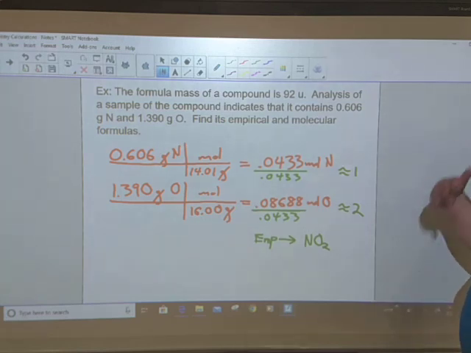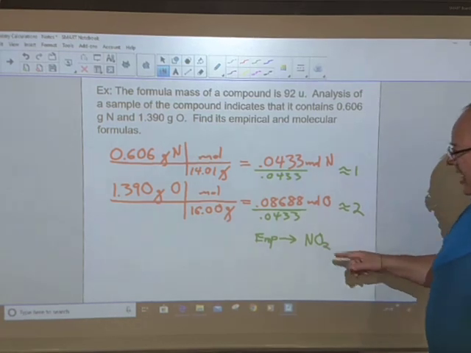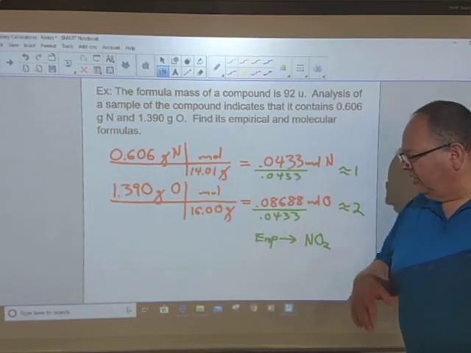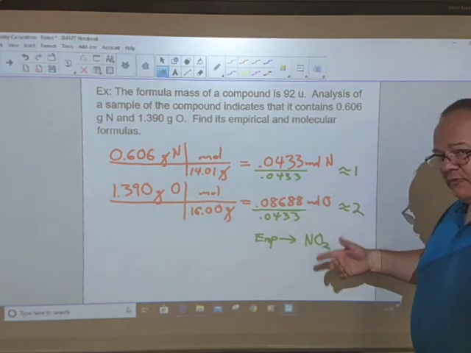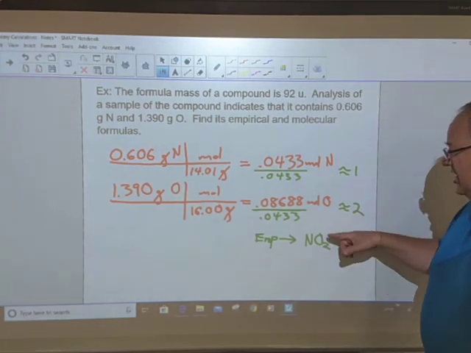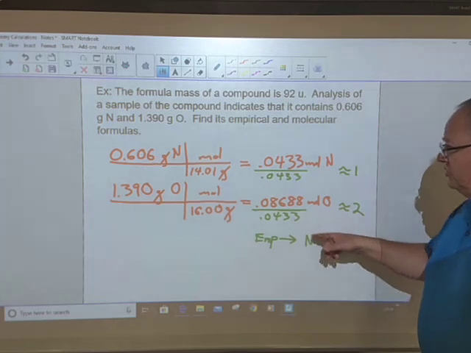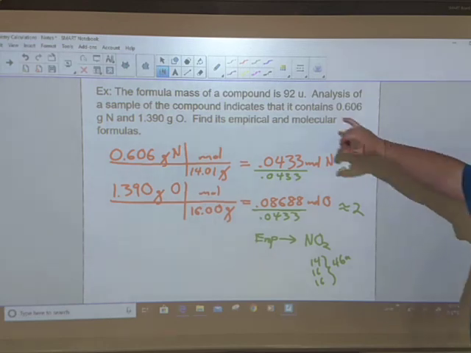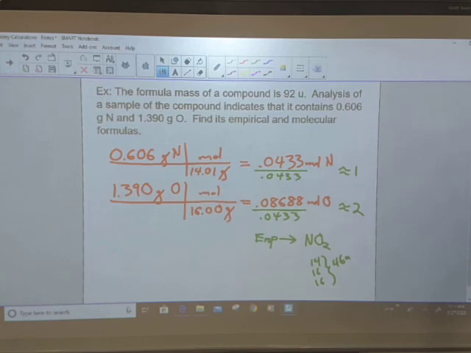Okay, now we're going to look at the molecular formula. So let's add up this mass. And for this, we can usually be a little bit approximate. So nitrogen I know is about 14, and each oxygen is 16. 16 times 2 is 32, 46. Yeah, that's got a mass of 46 units. And we were told that the compound actually has a mass of 92 units.